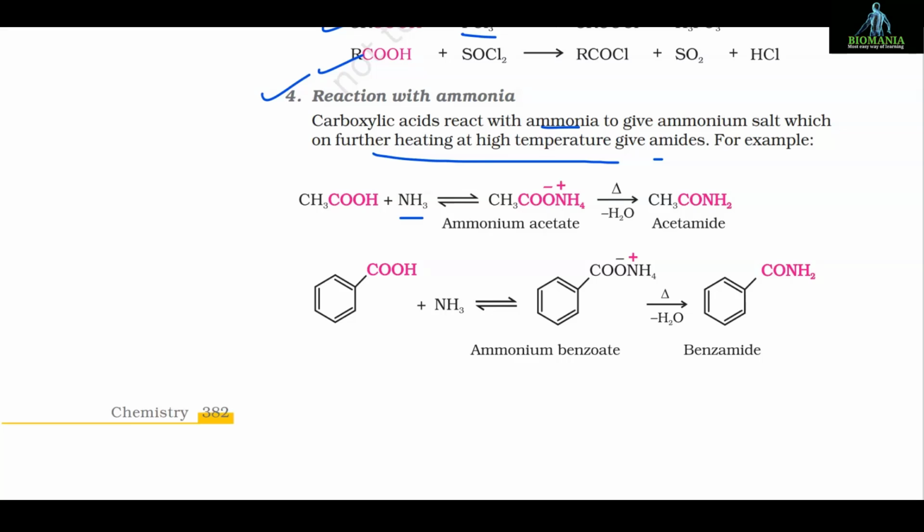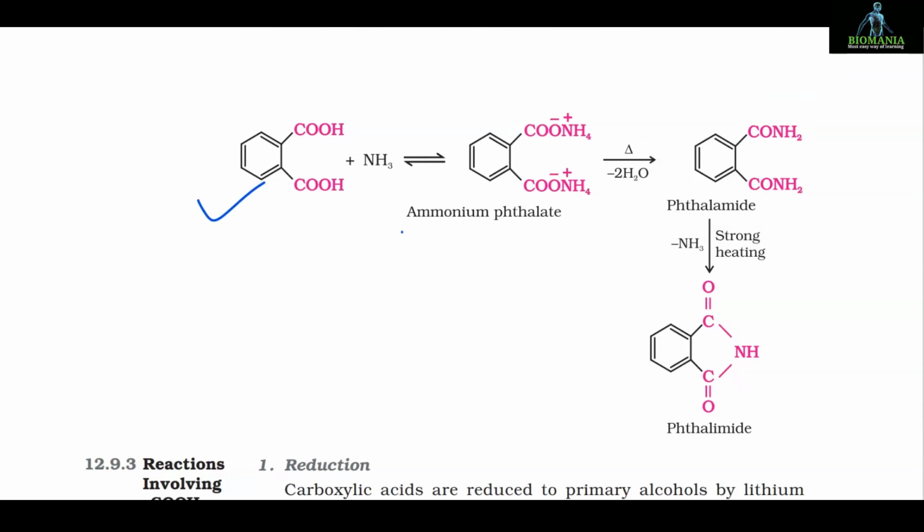In the next reaction you can see how ammonium benzoate is forming, and then the final product is benzamide. First the ammonium phthalate is formed, and then on strong heating it removes one NH3 from it and forms phthalimide.